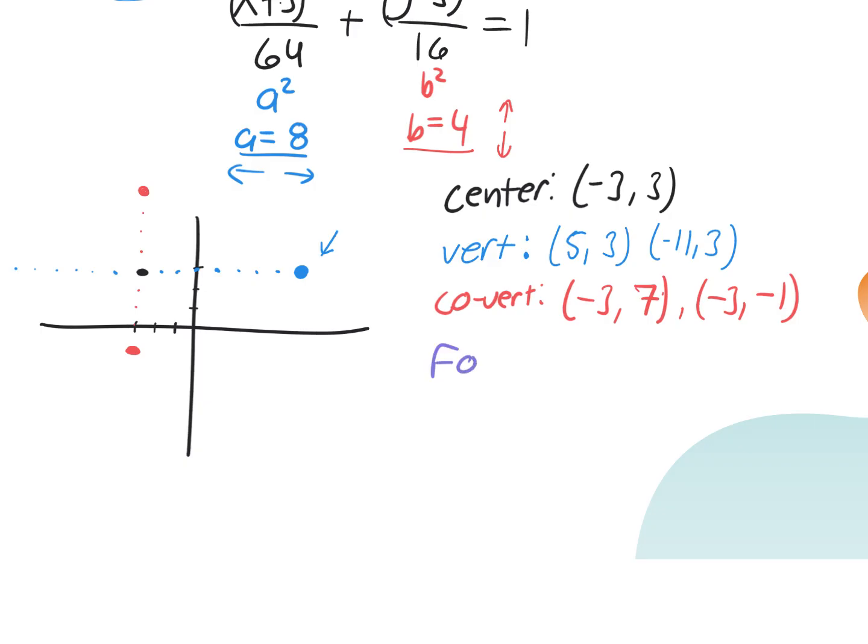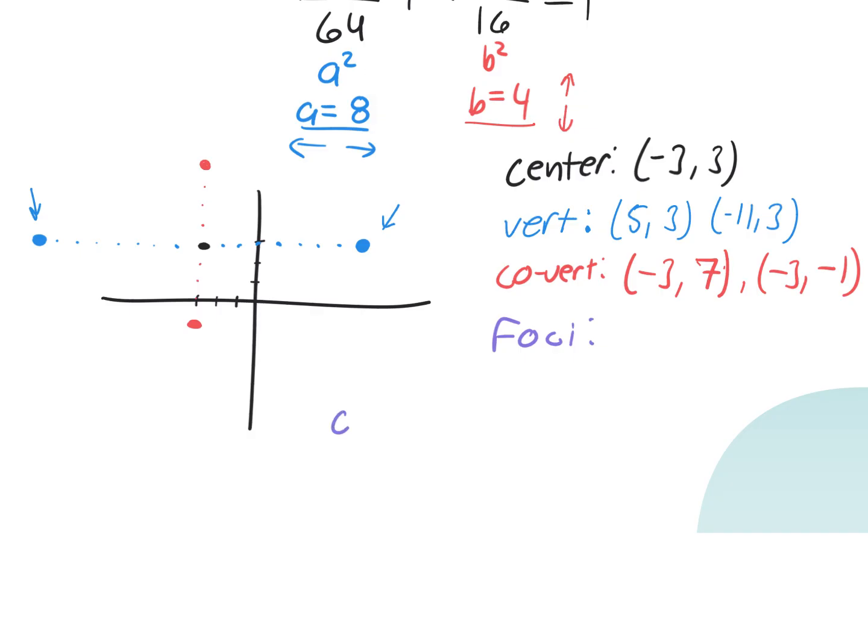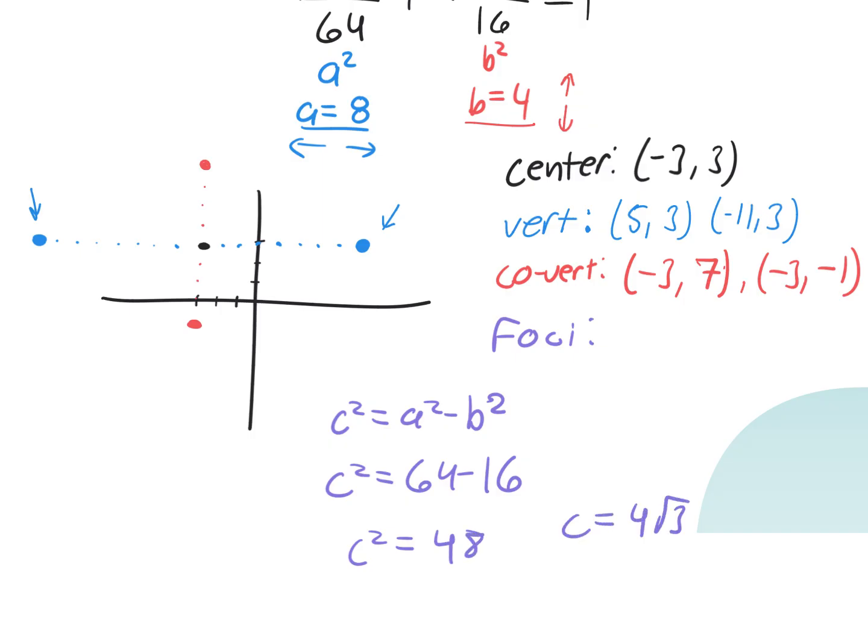Finally, we need our foci. All right, and again, we use that little formula, c squared equals a squared minus b squared. And so we get c squared is 64 minus 16, right? We did this before, all right? This showed up in our first problem. I get 48, which means that c is going to be 4 square root of 3.